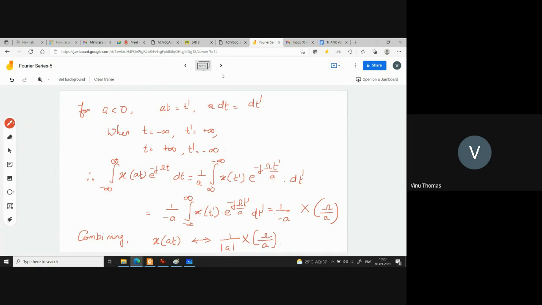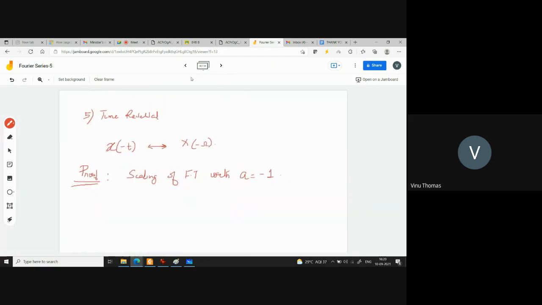And we have a very fairly straightforward fallout of this scaling property of Fourier transforms, which is for time reversal. So the time reversal property is very easy to prove. It's a special case of the scaling property. I only need to put a is equal to -1. So you know that x of at is Fourier transform to 1 by modulus a X of omega by a. So let me put a is equal to -1.